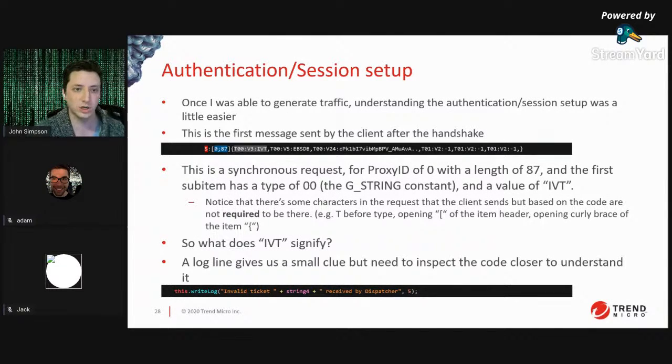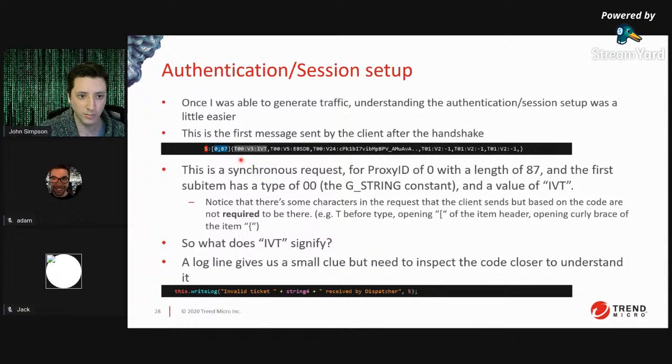So once I was able to generate that traffic, understanding the authentication and session setup was a little bit easier. So the first message sent by the client that I just showed you is a handshake. Based on what we've already looked at in the code, we know that this is a synchronous request, which is that S there. We know that it's using a proxy ID of 0. We still don't fully understand what that means yet. We just know, okay, that's proxy ID 0. And we know that the length is 87.